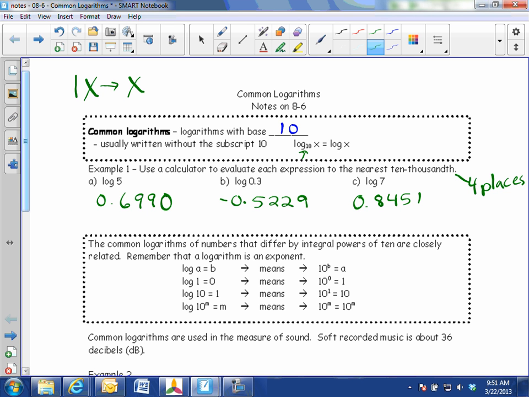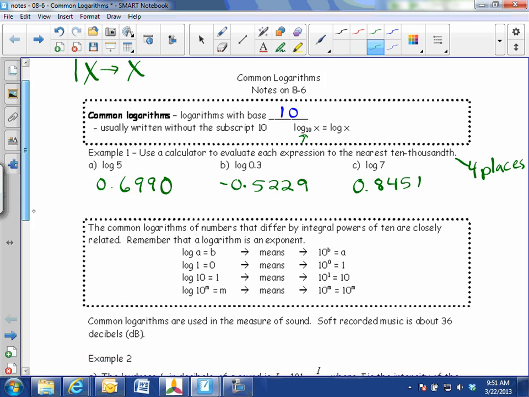remember it only works if you have a base of 10. If it's not a base of 10, you can't. I know. Because it will say base of 10, or it doesn't have any base at all. It's an understood 10. That's how you know.